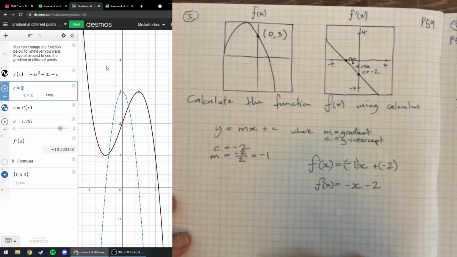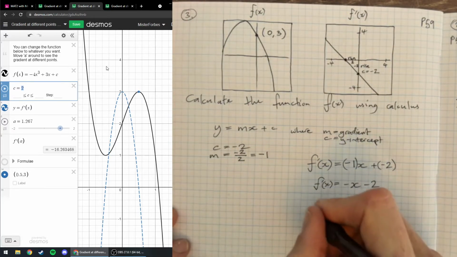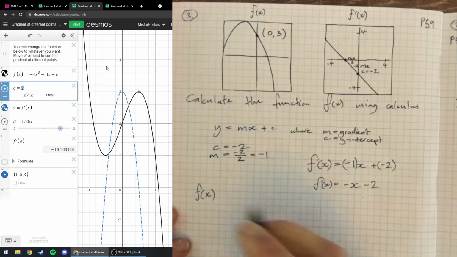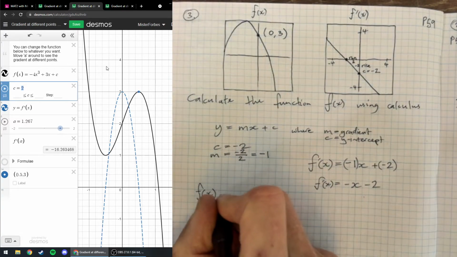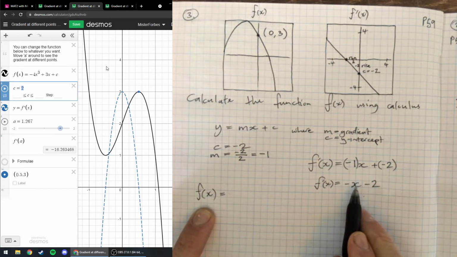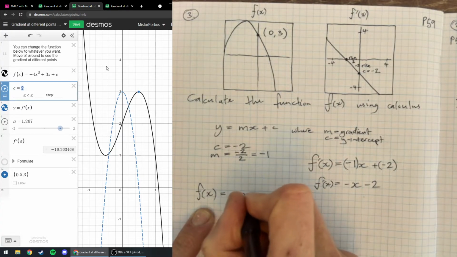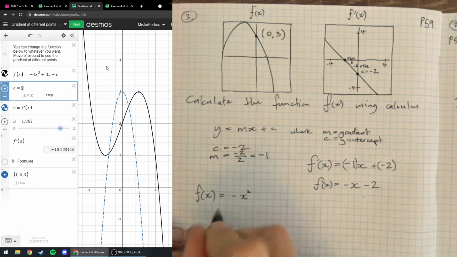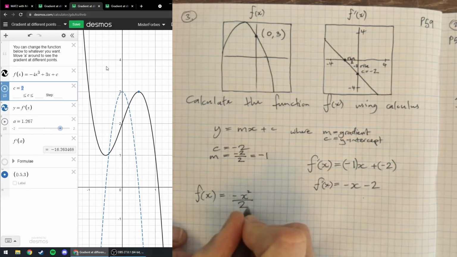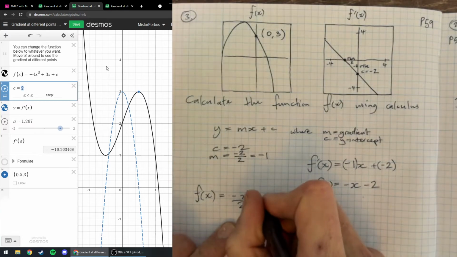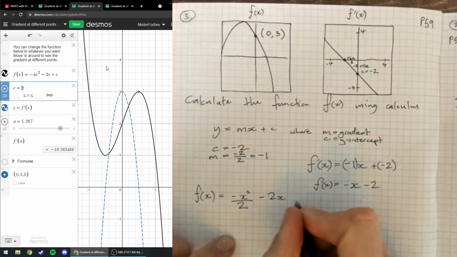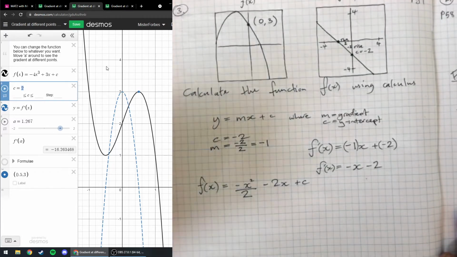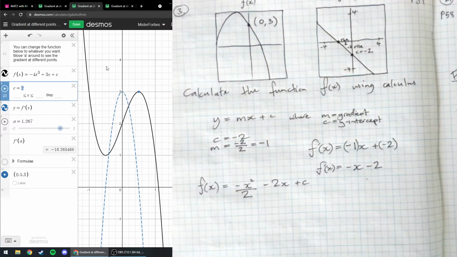So then from there we can find our original function with a c value. So it's going to be f of x, and let's anti-differentiate this. What do we do first? We add 1 to the power, so it's going to become x squared, and then we divide by the new power, so it's going to be negative x squared over 2. And then here it's going to go to negative 2x, and then we have to remember our constant of integration.